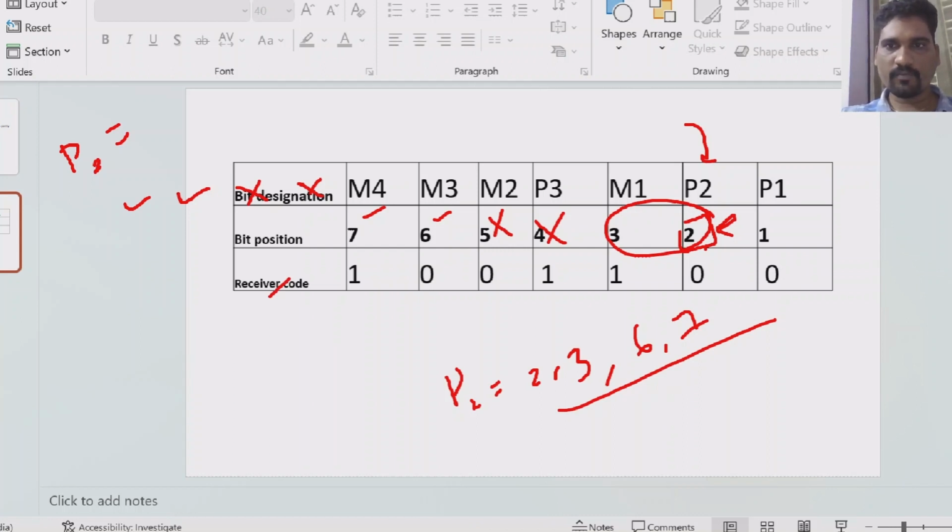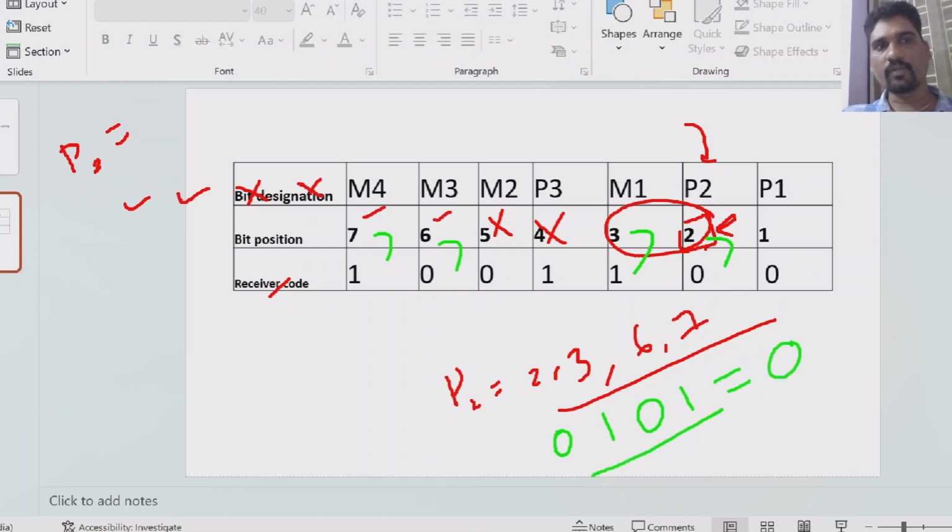At the location of 2, what is the value? The value is 0. At the location of 3, the value is 1. Location of 6, the value is 0. Location of 7, 1. Again count the total number of ones: it is even, right? So what is the P2 value? P2 value is also 0, right?